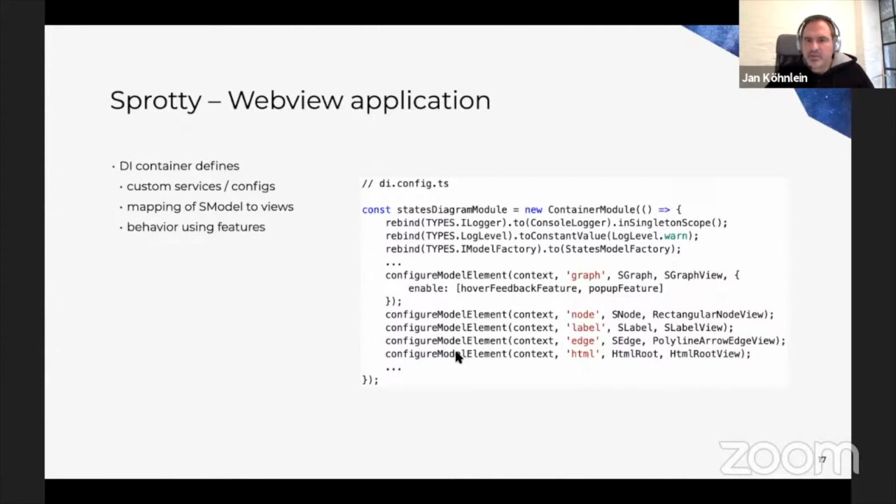And in this example, you see that we configure elements that have the ID, the type graph, and they come in as an S graph, so as an S model element S graph, and they are being transferred to an S graph view. In addition to that mapping, you can also enable and disable some features on these model elements. That is a little bit like if you're into GEF or Eclipse modeling, it's like the edit policies. So it's a composite pattern of adding behavior to your figures in the diagram client.